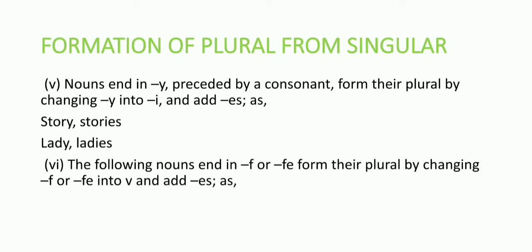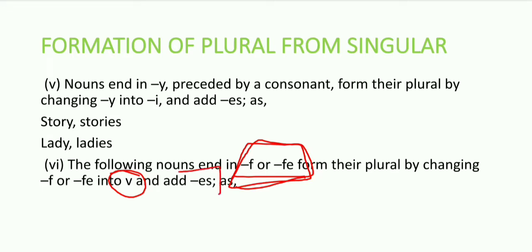Next, the following nouns ending in f or fe form their plural by changing f or fe into v, and by further addition of es at the end of that noun.